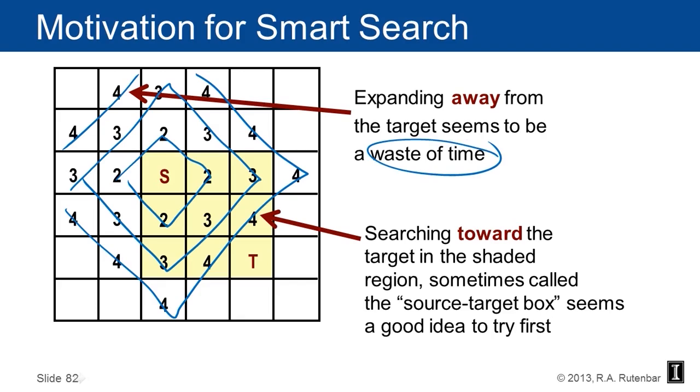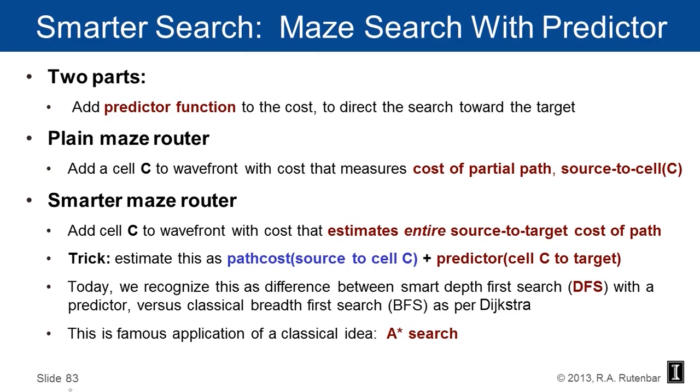I'm just going to shade the box, which is the smallest box, the bounding box, just like in placement, the bounding box of the source and target pin. This is often called the source target box. And I'm going to say, I'd just as soon search in the yellow box before I search outside the yellow box. Okay, that's a perfectly good definition of what it means to be searching toward the target. Is it possible to do that without messing up any of the other guarantees of how the minimum cost search algorithm works? And it turns out the answer is yes.